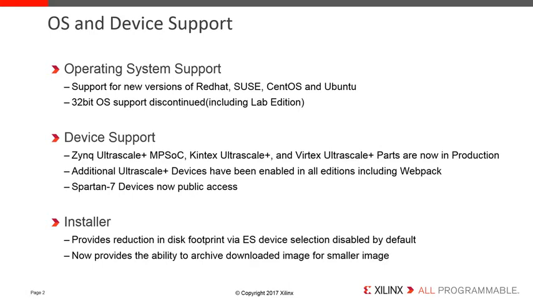In 2017.1, there are changes to the installer to support a smaller disk footprint of installation images. We have accomplished a reduction in the size of the installer by disabling the installation of ES, or engineering sample, parts by default. Since the ES devices account for 12 gigabytes of data, not downloading them provides a huge saving on space. We now support the ability to archive the downloaded installation image to allow for easy storage and moving. Please reference the 2017.1 release notes for more information.